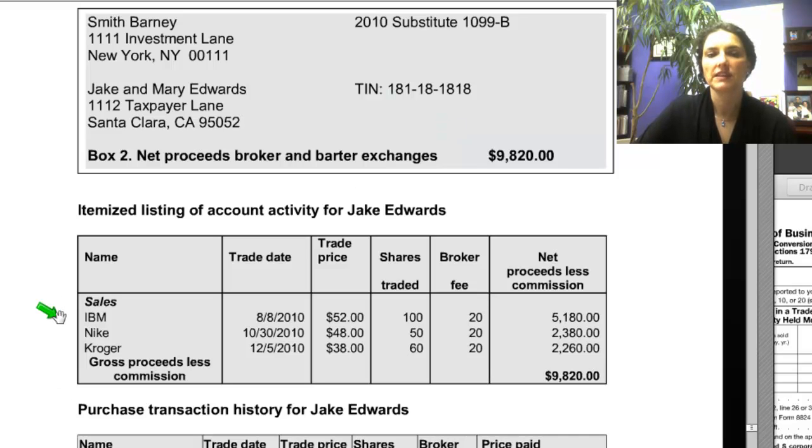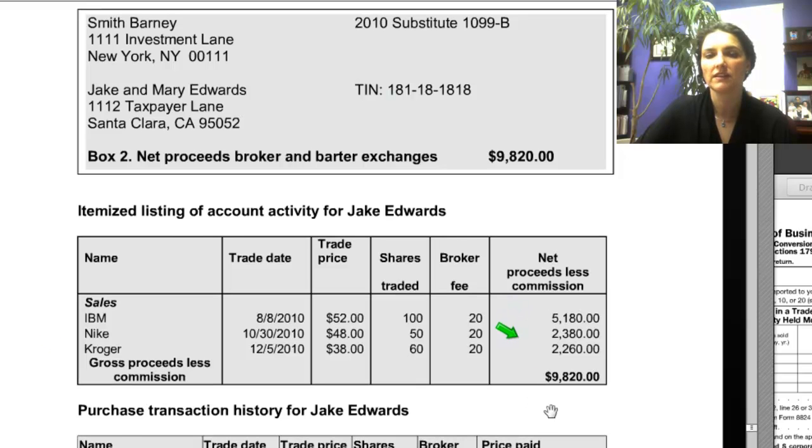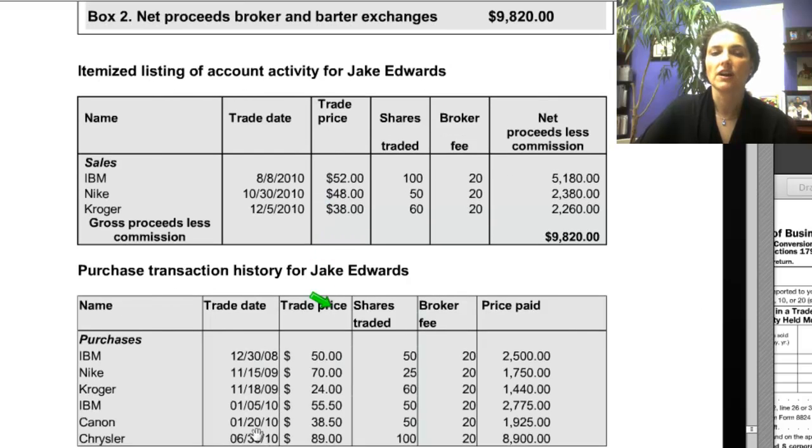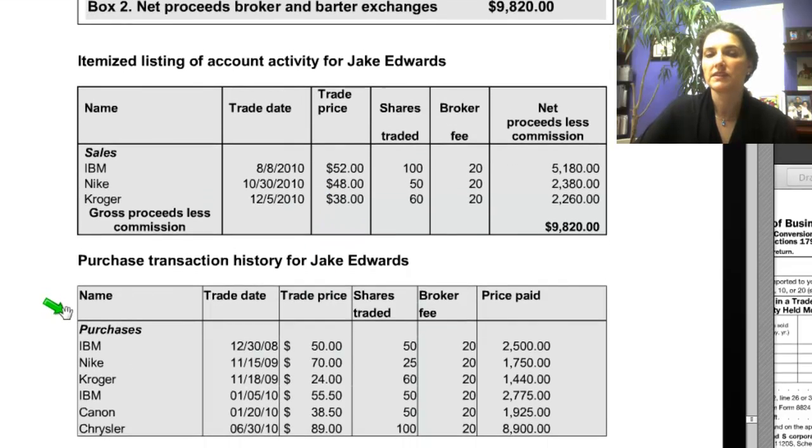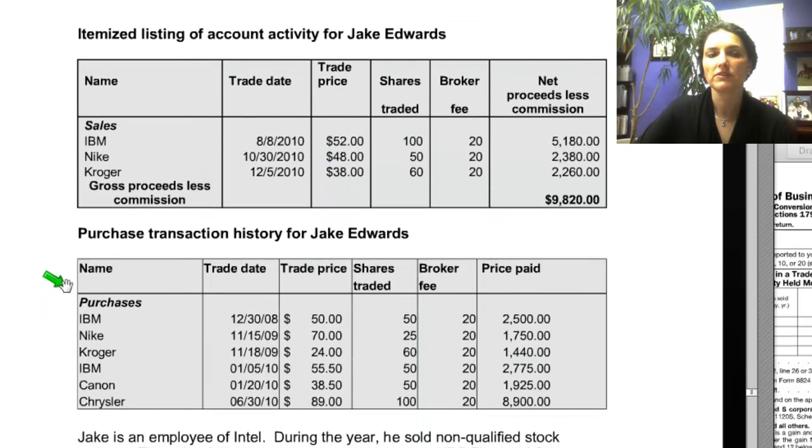And this is how those sales proceeds are broken up. We have the sale of the IBM, the Nike, and the Kroger stock, and the net proceeds less commission for each of those sales. We have the number of shares traded, the trade date, the broker fee held out, and the trade price. And your job is to match those sales up against the following purchases. And these are the purchases that Jake had.